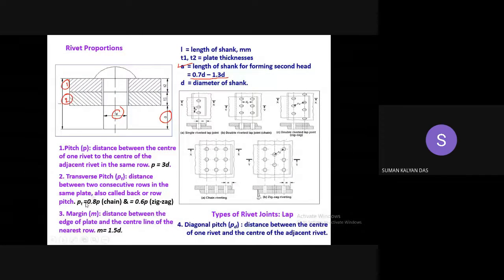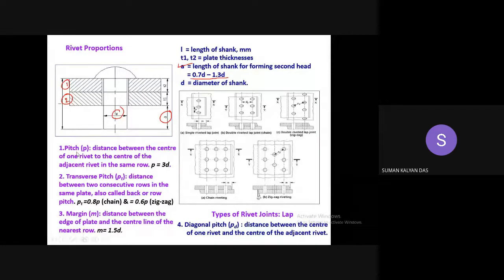And the transverse pitch again has an empirical relationship, and that is 0.8 times the normal pitch. Okay, normal pitch means the first pitch that I'm referring to. So 0.8 into P is for the chain configuration, and 0.6 into P for zigzag configuration. So this is your empirical relationship for transverse pitch. Please don't get confused at this. This is a point of confusion between the students in exam.